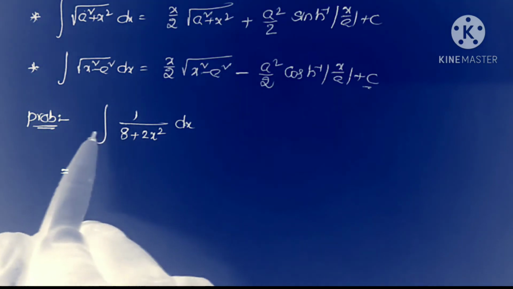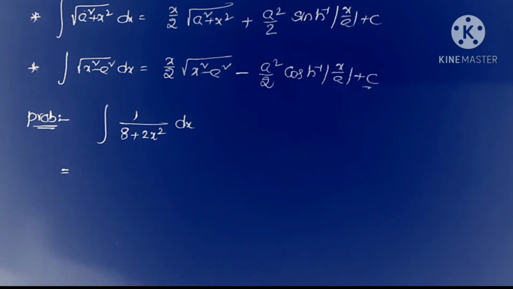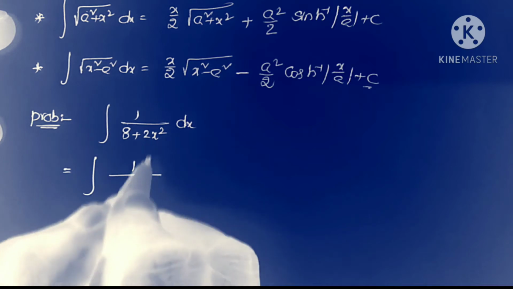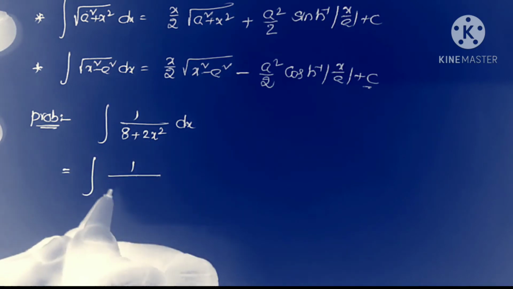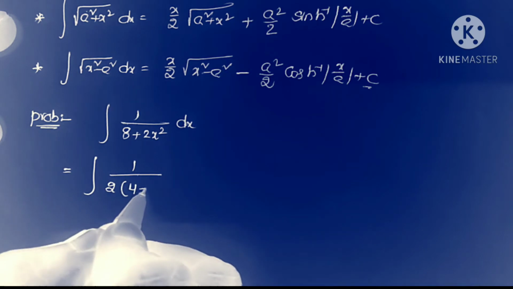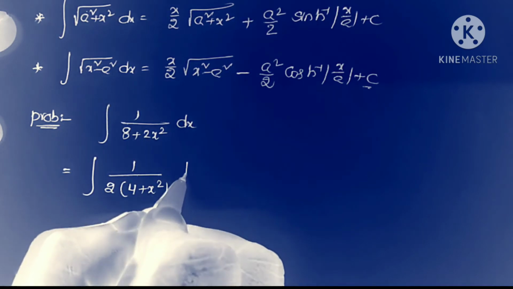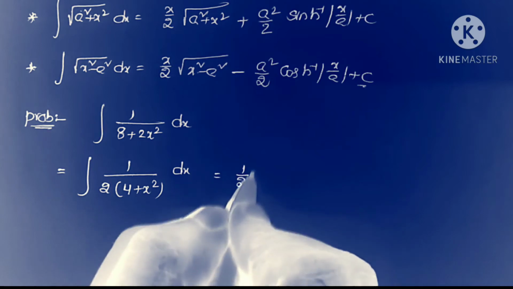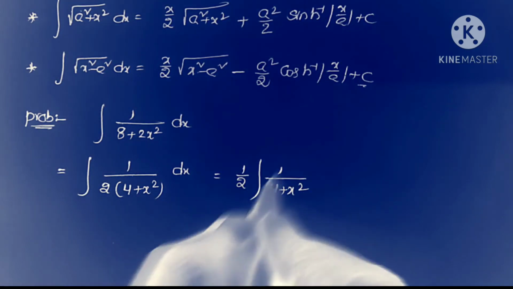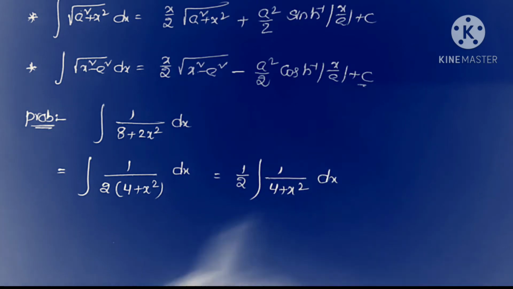First problem, integral 1 by 8 plus 2x square dx. Now this is equal to the integral; first we take the x square coefficient common. So taking 2 common from this term, that is 2 into 4 plus x square dx. And this is 1 by 2, a constant, so writing the constant before the integration: 1 by 2 into integral 1 by 4 plus x square dx.